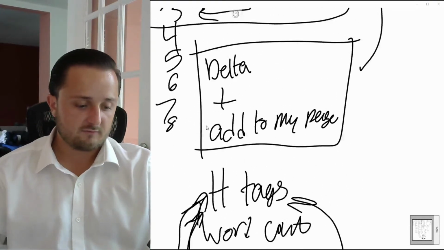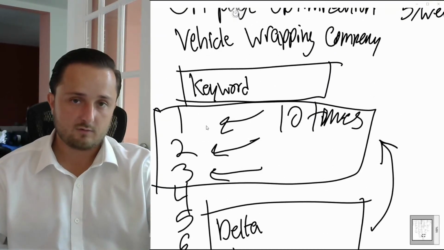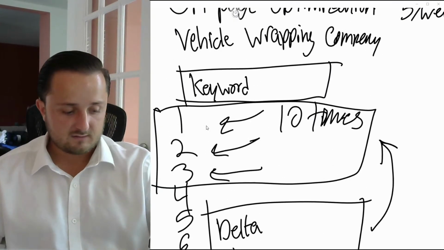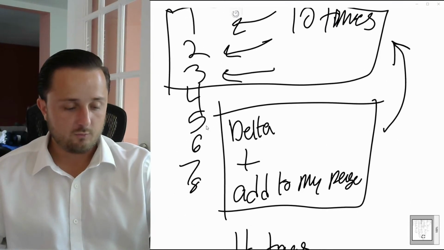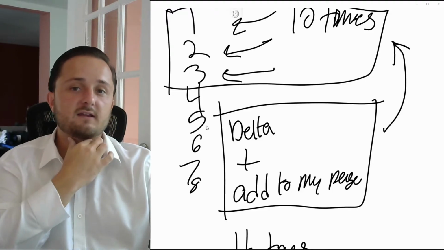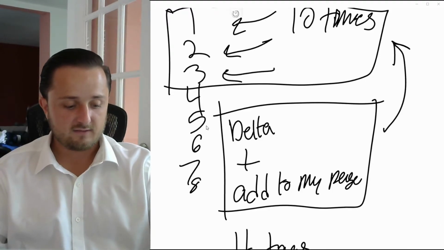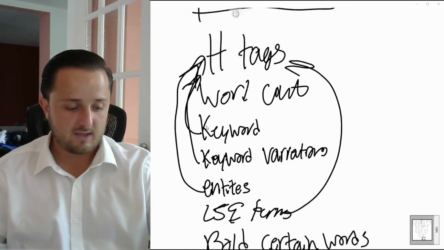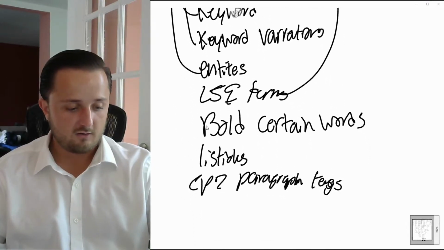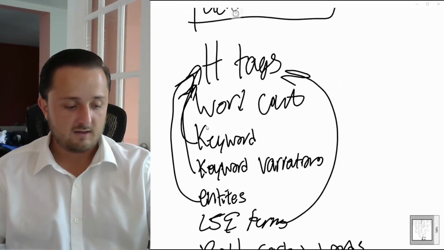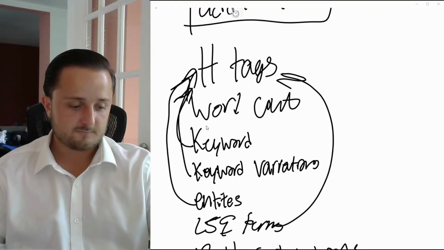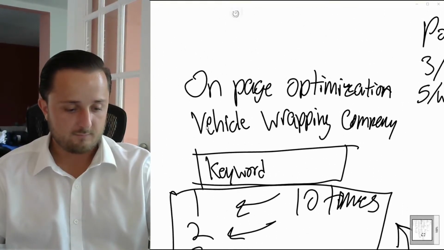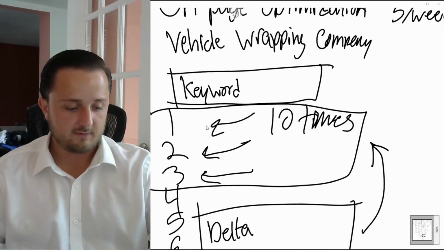And I get all this information by searching the keyword in Google 10 times. I find who, on average, are the top ranking 3 sites. I then find the delta that I need to add to my page. This is all the stuff I need to go and figure out how I'm going to add to my page. And that's how I would do the on-page optimization for my vehicle wrapping company.